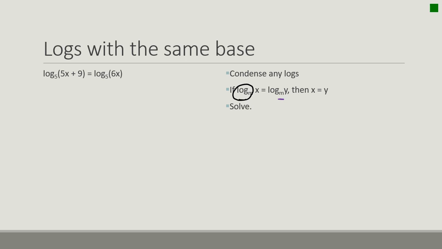So in this case, since they both have a base of 5, we just solve 5x plus 9 equals 6x. So if I subtract 5x from both sides, I'm going to get 9 equals x. So there's my solution to that equation.